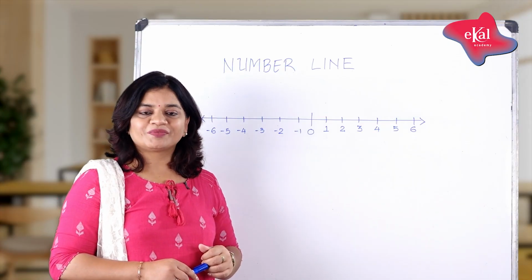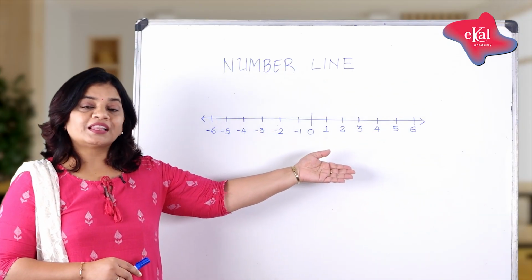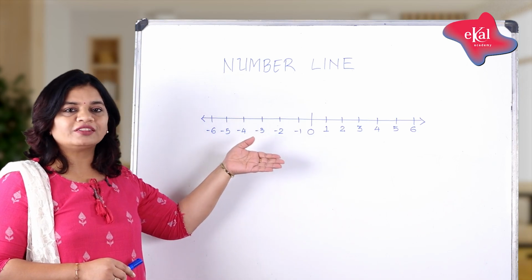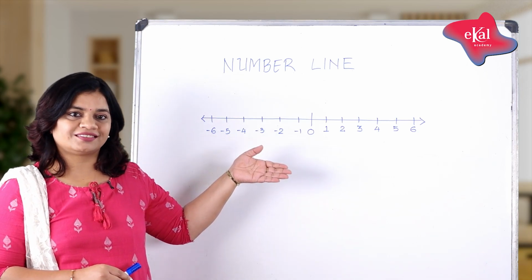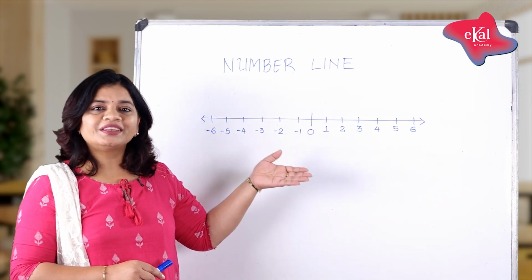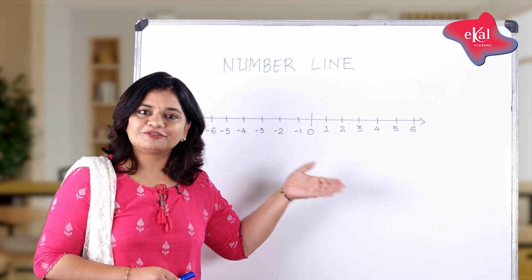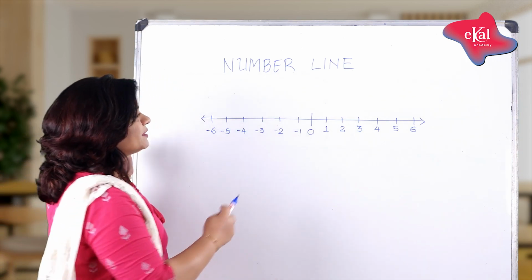So now let us see. This is a number line. Now we are going to represent numbers on this number line. For example, if you are asked to represent 6, if I am saying 6 without any sign, it means it's a positive number. So 6 will be represented here.